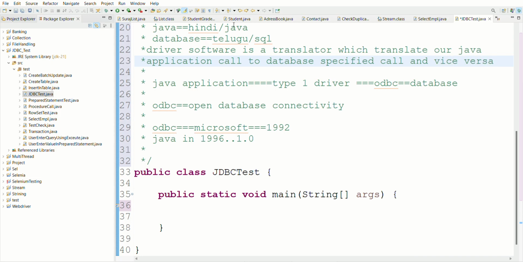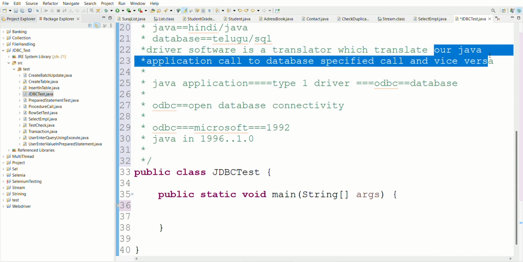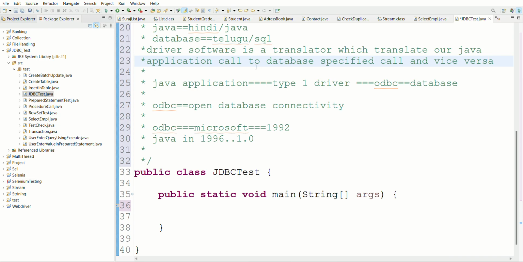Got it? So driver, what is the use of driver? Driver software is a translator which will translate our Java application program request to database specific request, and vice versa. Vice versa means just opposite. It means it will convert our Java request to database request and database request to Java request. Got it?